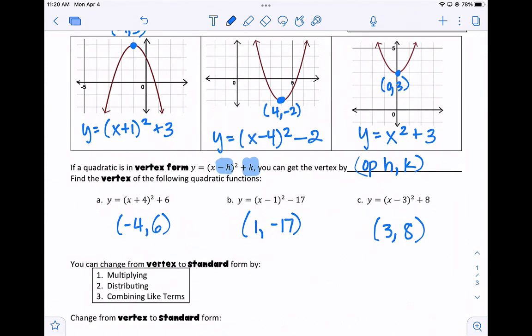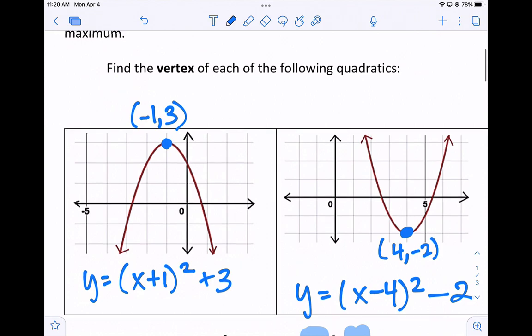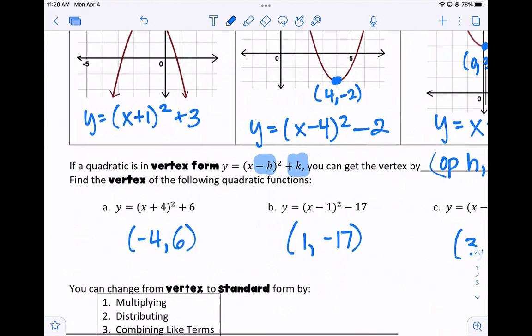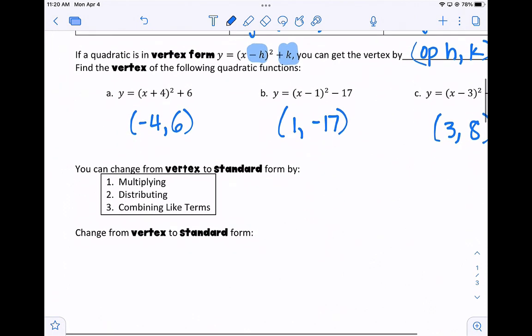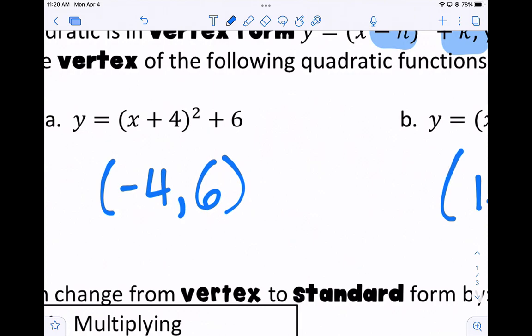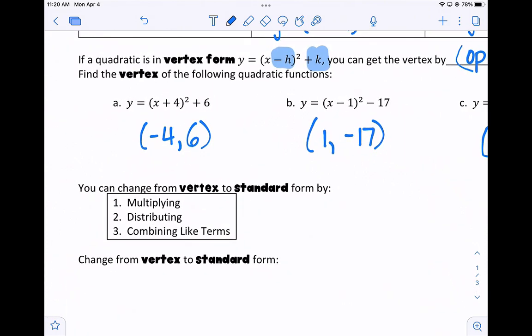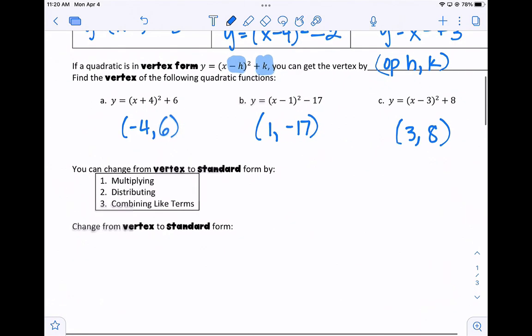So you should know how to write the equation in vertex form given a graph, and you should know how to find the vertex if it's written in vertex form. The next thing that we looked at is changing from vertex form to standard form, and it's just order of operations. We're going to multiply, distribute, and combine like terms.